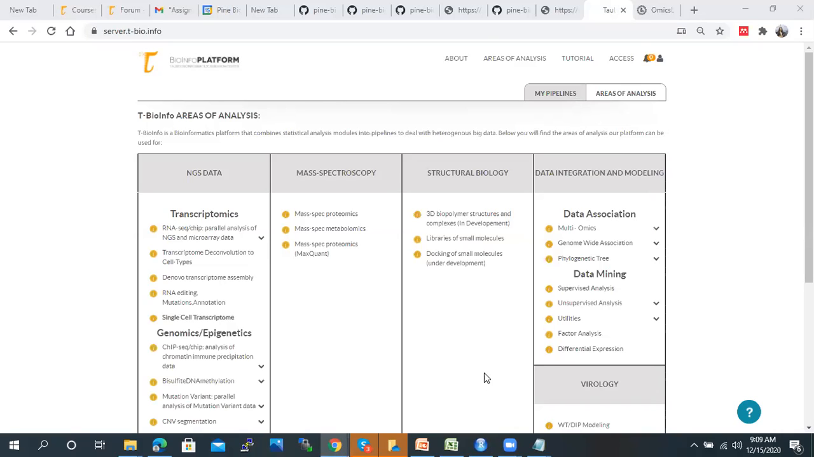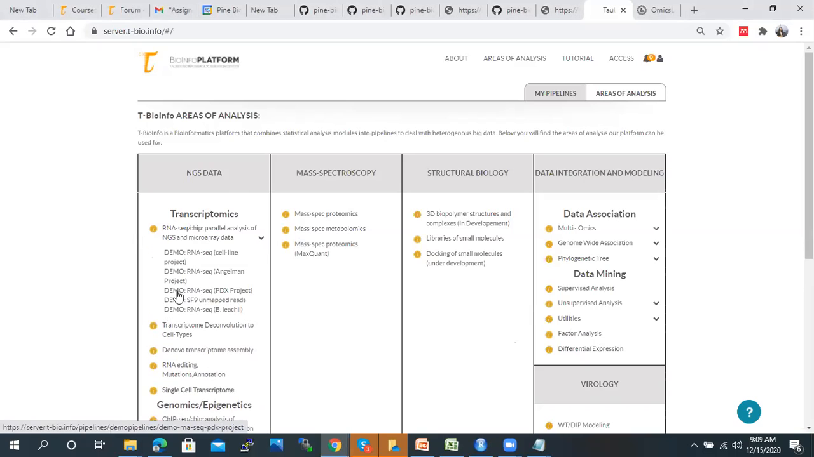So if you have read count values directly, you have that table. So one way to apply DESeq, you just go under the data mining and you can try this differential expression. Today, I'm just taking a demo pipeline. So here under the transcriptomics, if you click on this, we are considering the same project, that is the PDX project. So we are taking this third pipeline, that is demo RNA-seq.